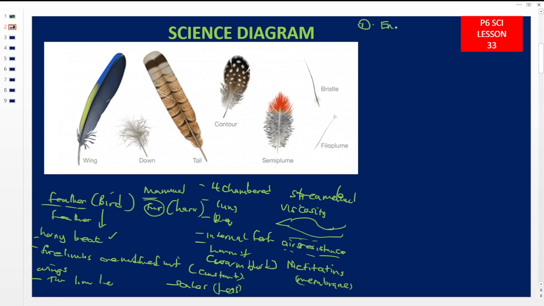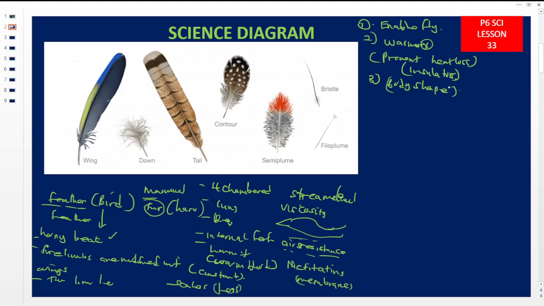Okay, now these feathers are very important to birds. One, they enable birds to fly. Two, they keep the birds warm. Take note, they don't provide warmth. They don't give warmth to the bird. No, they just keep the birds warm. How? By preventing heat loss, because they are insulators. Then three, these feathers give birds body shape. The way those birds are, that shape is given to them by the feathers. And lastly, they give these birds color for identification, as we are seeing different colors over here.